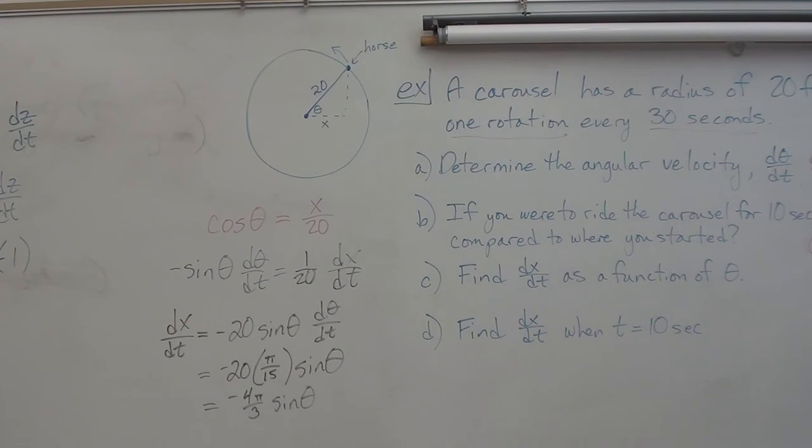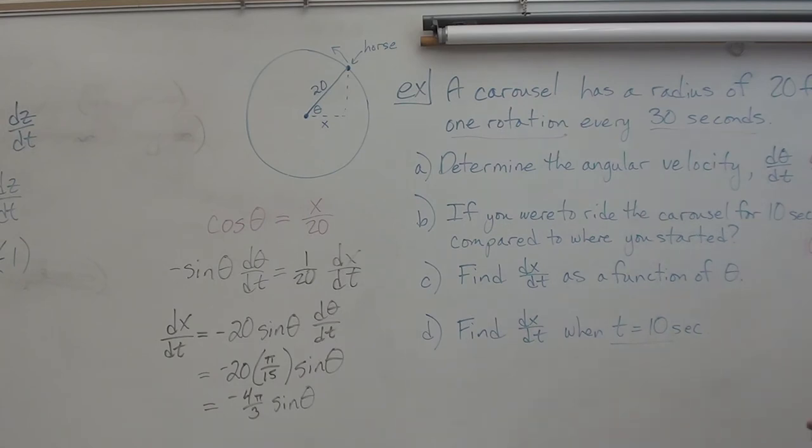Part D, find dx dt when t equals 10. This says find it when t is 10. Is t an input to our function? No. So how are we supposed to do it? Plug the one from part D in. Oh, so we need the angle that we're at when t equals 10. Look at that! Lucky for us, we did that in part B, right? So in part B, we found out our theta value when t was 10 is 2 pi thirds.